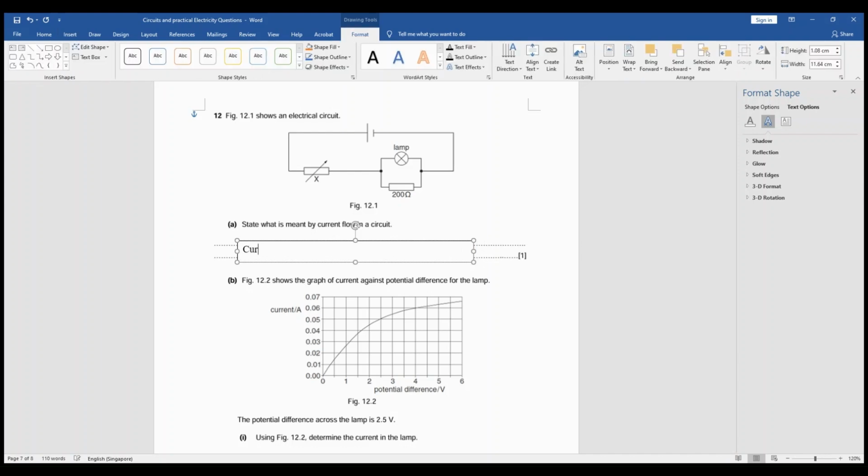Okay, current is the rate of flow of charges per unit time. Oh no, rate already is per unit time. Charges in a circuit. Keep it short and sweet. All right, 1 mark.